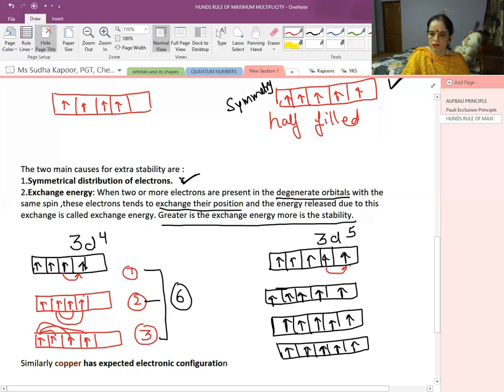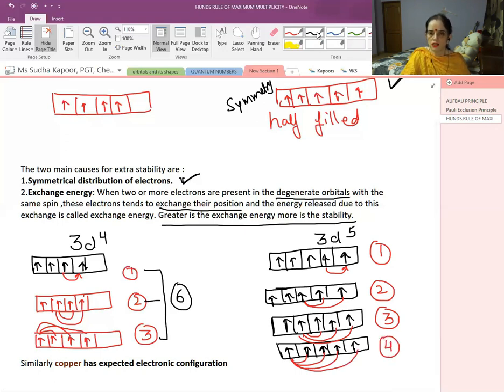In this case, only one exchange is possible. Now for the other electron, how many exchanges are possible? We can see 2. Now in case of the other electron, 1, 2, and the other one is 3. 3 exchanges are possible. Now let us come to the last one. So how many exchanges are possible? 1, 2, 3, and then the 4. So the total of the exchange energy in this case becomes 4, 3, 2, and 1. That is equal to 10.